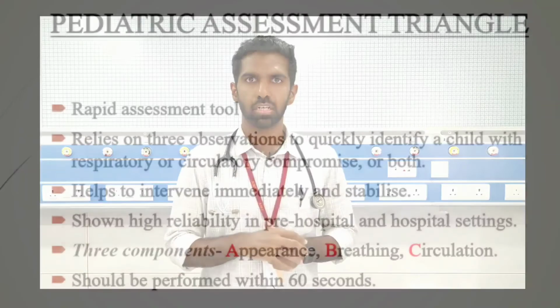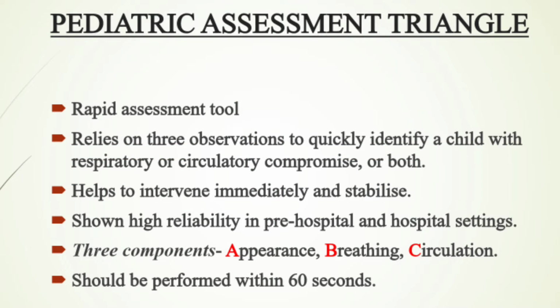To start with evaluating, we need something called the pediatric assessment triangle. That is the core topic which will be discussed in this whole 15-minute presentation. The pediatric assessment triangle is a rapid assessment tool which has to be performed within the first 60 seconds. It has 3 observations which can quickly identify a child with respiratory or circulatory compromise, which helps us to intervene immediately and stabilize the child. So what are the 3 components? A, appearance of the child; B, breathing with airway; C, circulation.